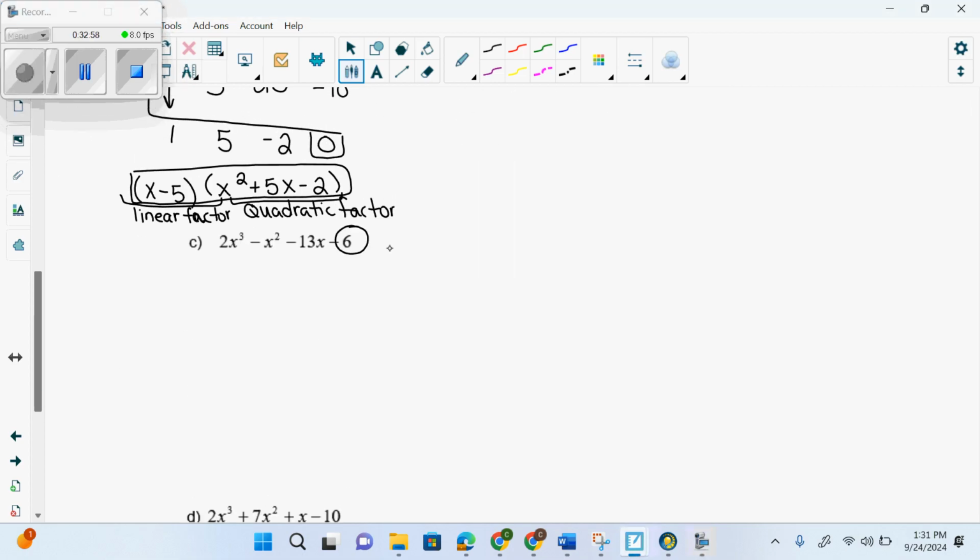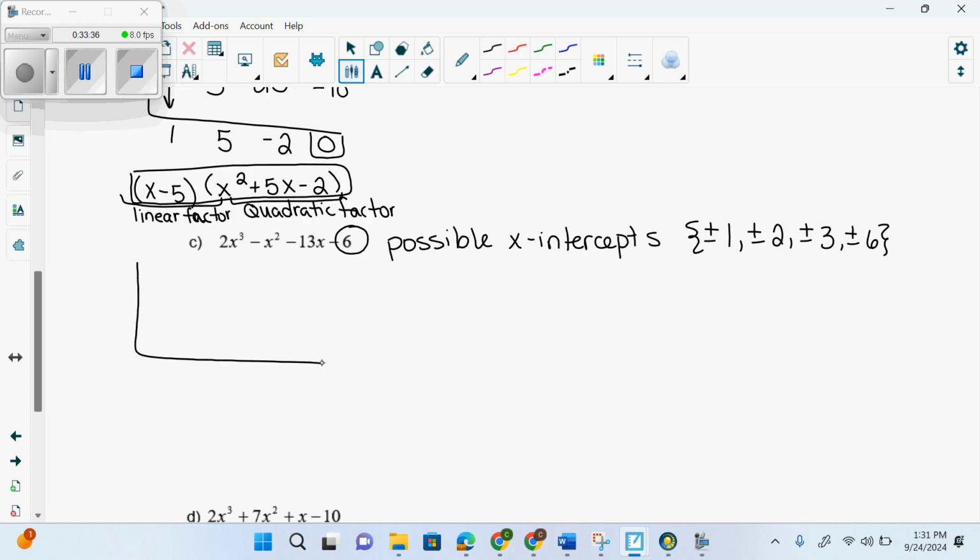This one, the possible x-intercepts are the factors of 6. So plus or minus 1, plus or minus 2, plus or minus 3, plus or minus 6. All right, so this one's going to end up in decomposition. I know it's going to end up in decomposition because the leading coefficient is a 2 and not a 1. So what x-intercepts does this one have? X equals what? Negative 2? Negative 2 is the smallest.